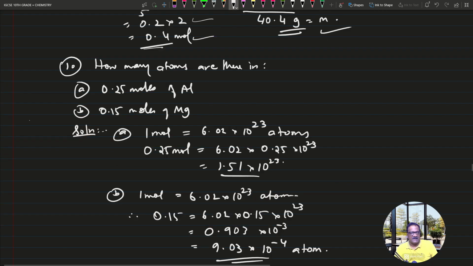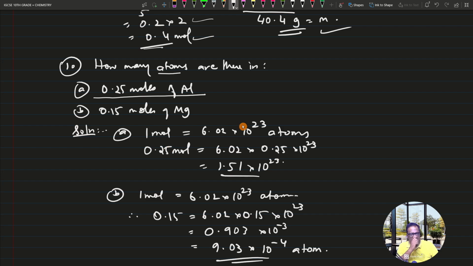Next is 10th one. How many atoms are there in 0.25 mole of aluminium? Now here again he has asked you how many atoms are there. So he's asking you number of particles, that is in 0.25 moles of aluminium. So 1 mole of aluminium will contain 6.02 into 10 raised to 23 atoms. Therefore, 0.25 mole will contain how much?